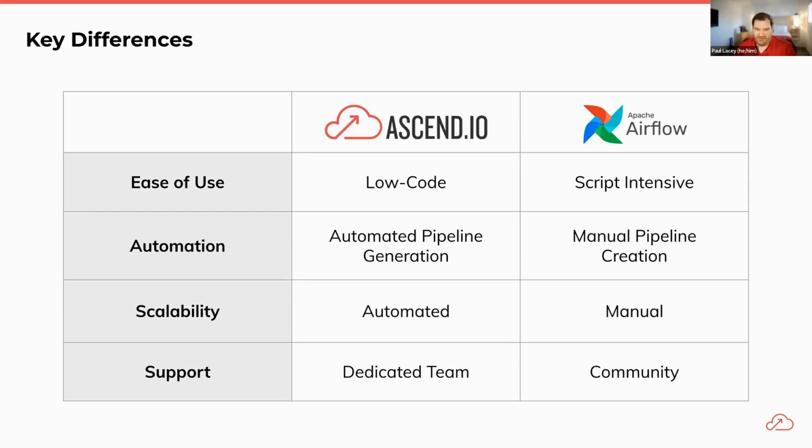And then the last thing to point out is support. With Ascend, we have a dedicated team that is readily available to anybody who is working on the Ascend platform to ask questions or bounce some ideas off of, or things like that. And very responsive support mechanisms. Whereas with Airflow, because it's primarily open source, it's mostly community driven support. Again, it takes a lot of time to spin up on and understand how to use that at scale.